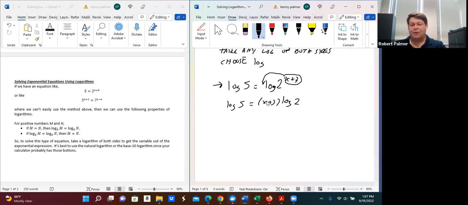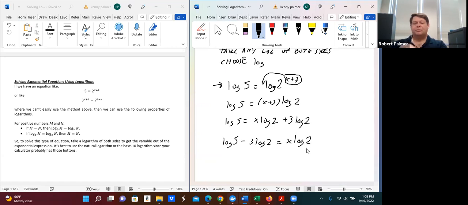Okay, so I got the variable out of the exponent. I'm going to distribute the log of 2 to both terms. So I have log of 5 is equal to x times log of 2 plus 3 times the log of 2. Now, to get the x by itself, I subtract this, which is also just a constant, on both sides. So I have log of 5 minus 3 times the log of 2 is equal to x times the log of 2.